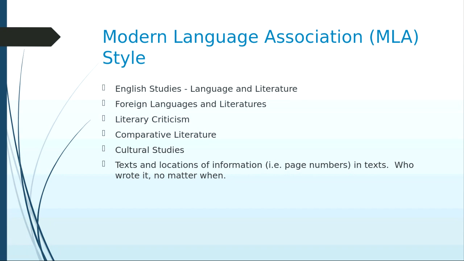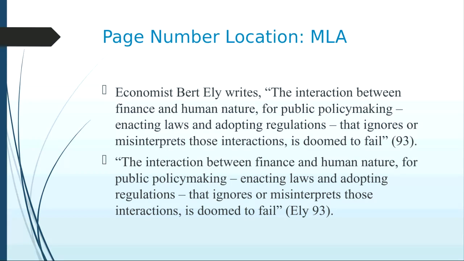Now, of course, we frequently use internet or database sources that have no page number, so it's possible just to see the author's name in parentheses, or only in a signal phrase with no parenthetical citation at all. Here are some final notes on MLA citations. If you do have a location number, like a page number, you only use it in parenthetical citation. So for this example, it's not on page 93 of Bert Eli's article, but rather as we see it in one of these two examples.